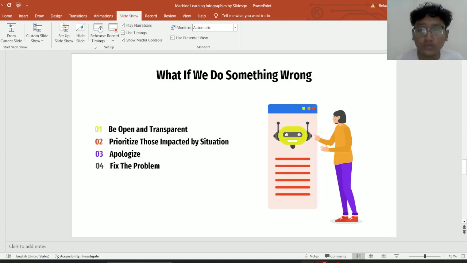And what if we do something wrong? What if this time we are the ones who do the unethical behavior? So first of all, be open and transparent. To be open here is being honest and telling our problems, why we did that, and by being transparent, we're just going to see the things that were impacted by our mistake. And the second is to prioritize those impacted by the situation.